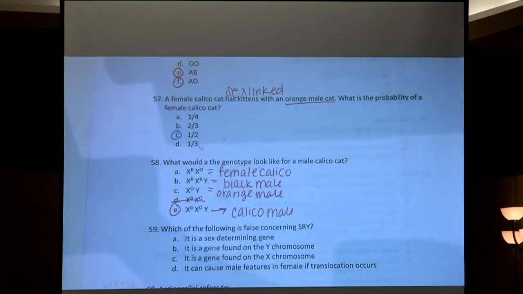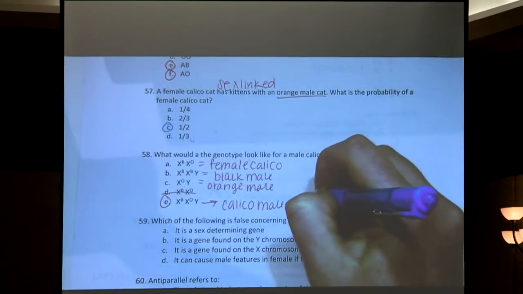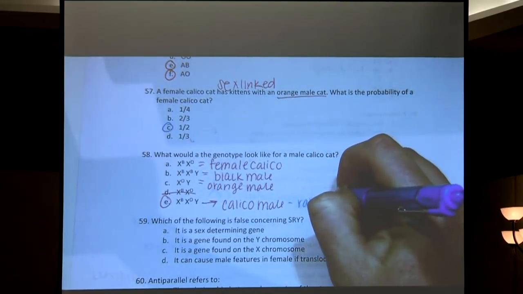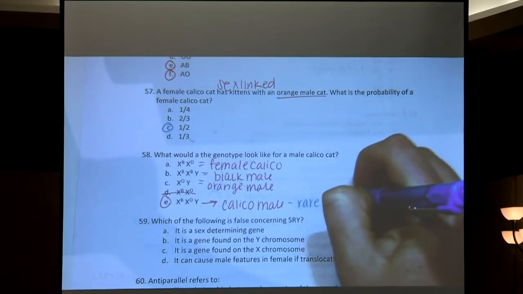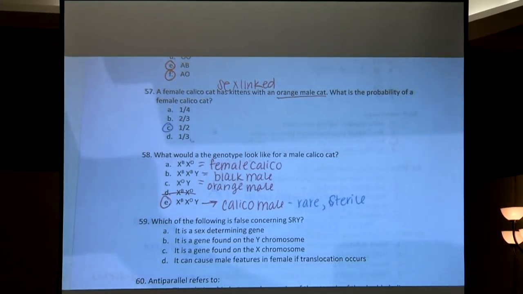All right. So the reason you won't want to ever use a cross with a calico male is because they're rare, but they're also sterile.